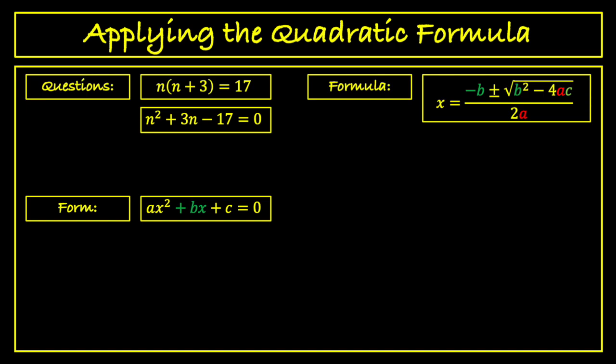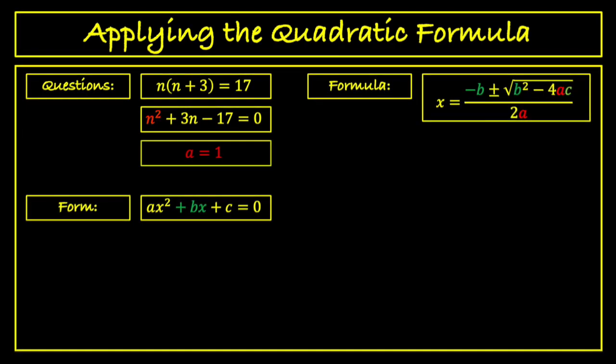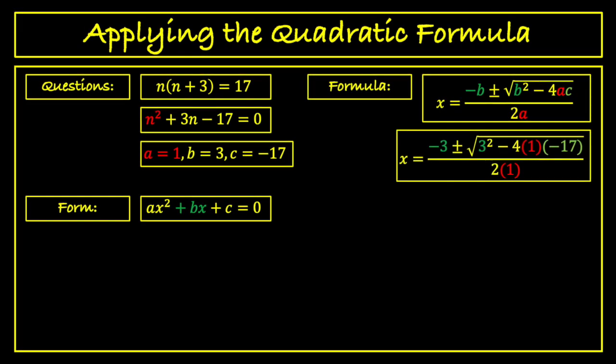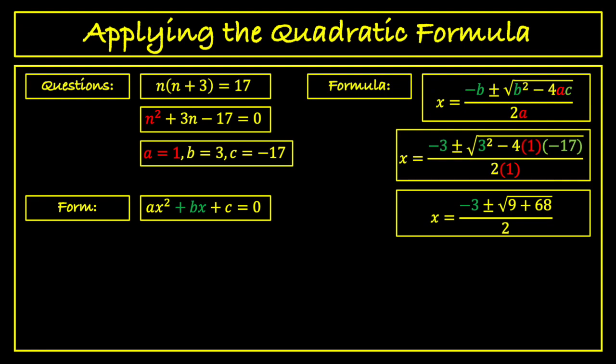We can now use the quadratic formula. We see that a is 1, since n squared has no number before it. b is 3, and c is negative 17. Placing these terms into the formula provides negative 3 plus or minus the square root of 3 squared minus 4 times 1 times negative 17, over 2 times 1. This simplifies to negative 3 plus or minus the square root of 9 plus 68, since the double negatives turn into a positive number, all over 2.